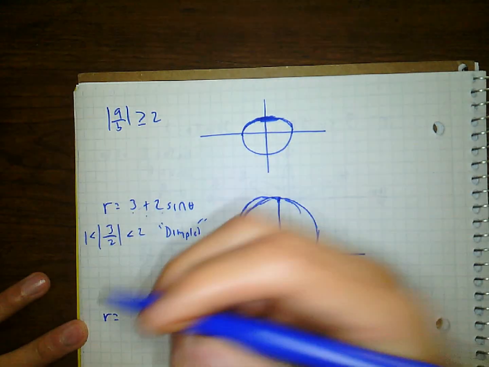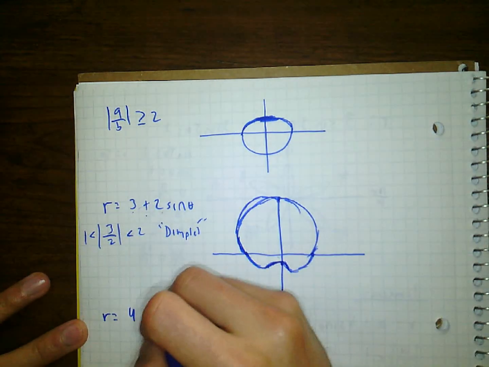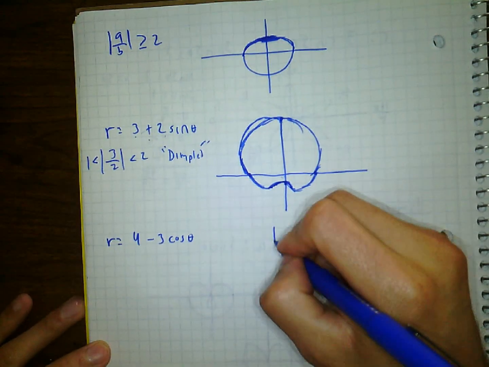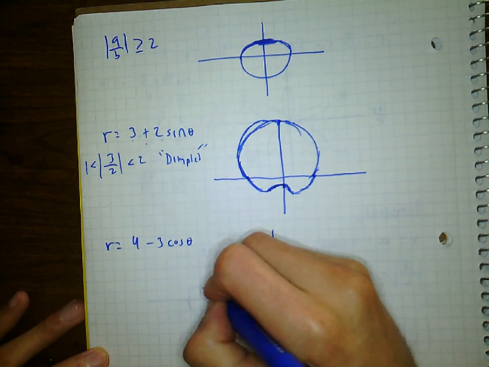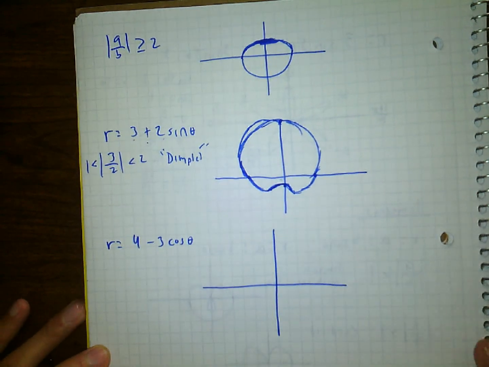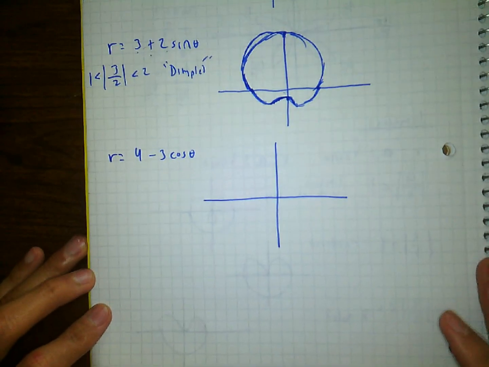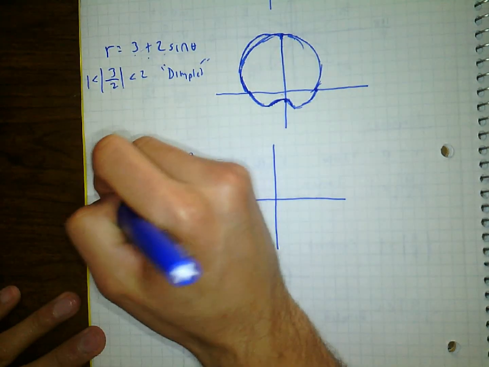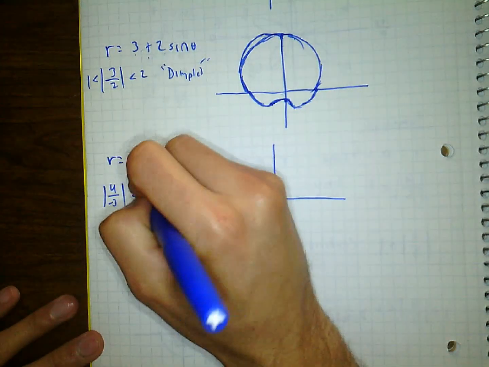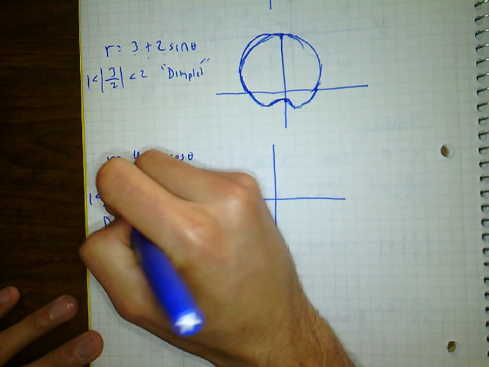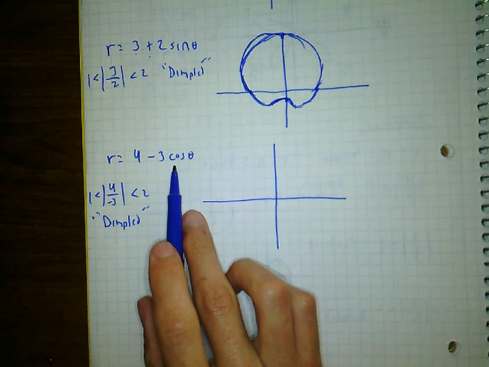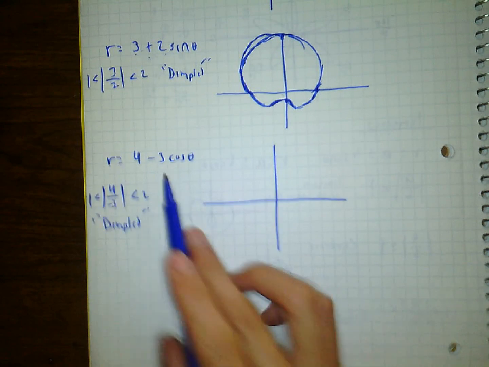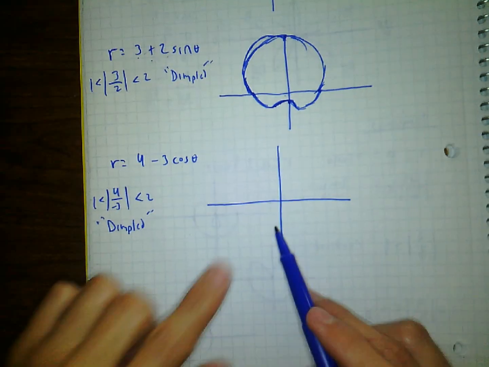So let's say that you have, I don't know, 4 minus 3 cosine theta. We're going to identify the type of limaçon and apply the new technique, and you really choose what you like. You can either keep plugging in 0, pi over 2, pi, and 3 pi over 2, or you can try this new technique. So it's a limaçon. Now we have the absolute value of 4 divided by negative 3, which is 4/3, which is less than 2 and greater than 1, which means it's dimpled. So I'm going to use this new technique. Notice how it's cosine and it's negative. That tells me it's going to be either left or right, but the fact that it's negative means it's going to be on the left, so it's left heavy.